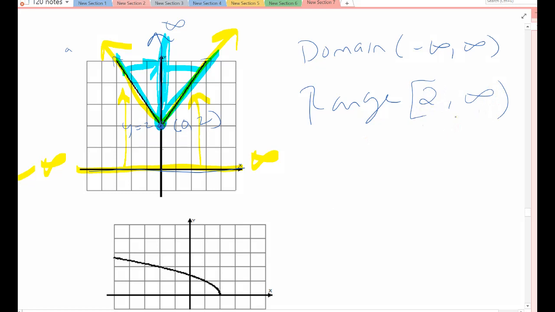So I don't get anything less than 2 out of this function. All of my y values below 2 are not a part of the range, right? The function doesn't exist down here for these y values. It only exists up here.